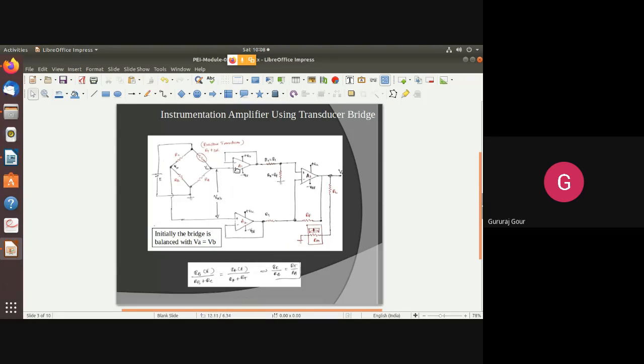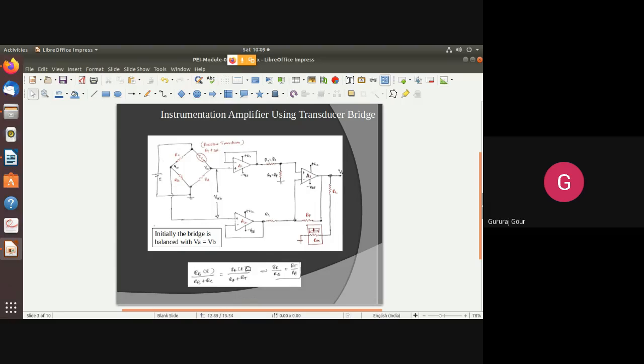So this is all about the construction part that we have discussed. To start with the operation, initially we'll assume that the bridge is balanced. That means the voltage at node A, where RB and RC are joining, and the voltage at the node where RT and RA are joining, are both equal. In that case we can say that the bridge is balanced.